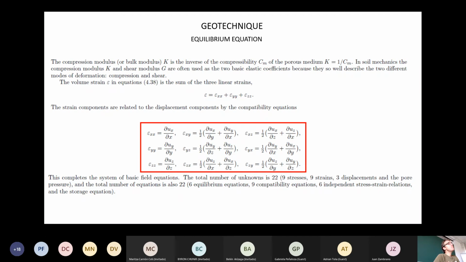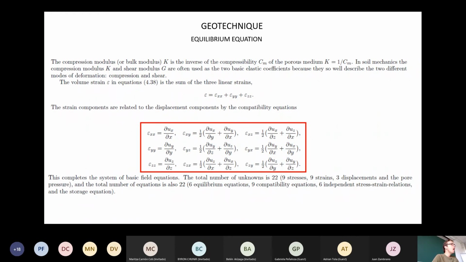In soil mechanics, the compression modulus K and the shear modulus G are often used as the two basic elastic coefficients because they so well describe the two different modes of deformation, compression and shear. Especially we will see this in soil dynamics. At the beginning of the next course, we will do the waves. We will see how important it is to consider these two parameters to understand how the waves behave inside the soil, especially in seismic engineering. That is, as you know, my major. So I will show in detail the importance of considering K and G in the propagation of waves inside the soil.